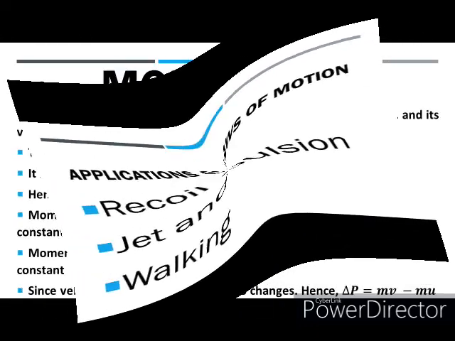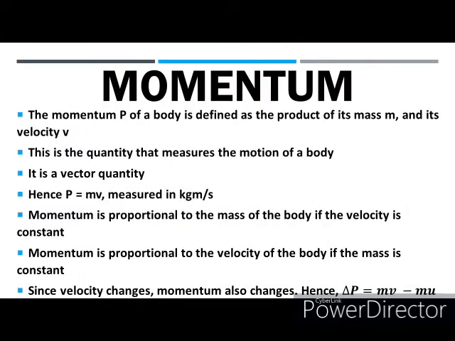Now, going forward, considered as one of the most important properties of a moving object, momentum is defined as the product of mass and its velocity.